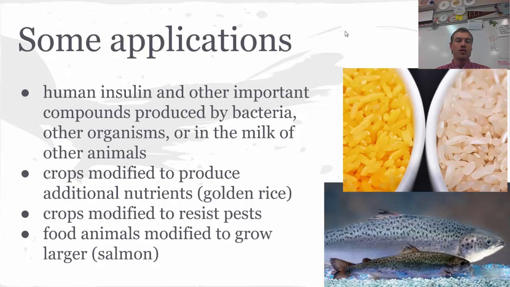And then finally, we can use food animals. We can genetically engineer them so that they will grow larger. For example, this salmon in the back is one that is genetically enhanced as compared to the salmon in the front, which is a normal one.